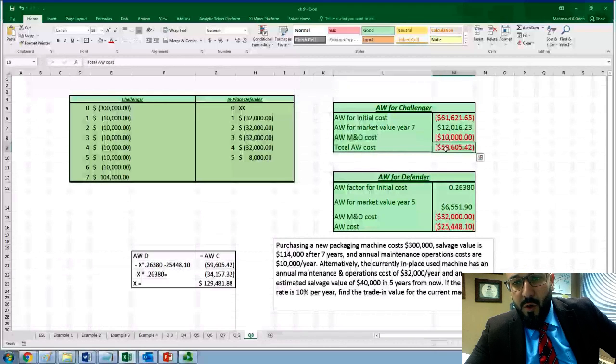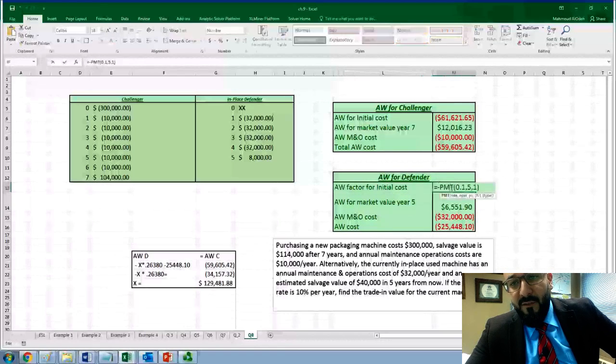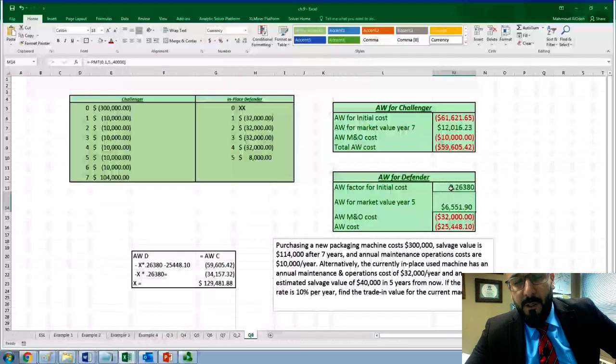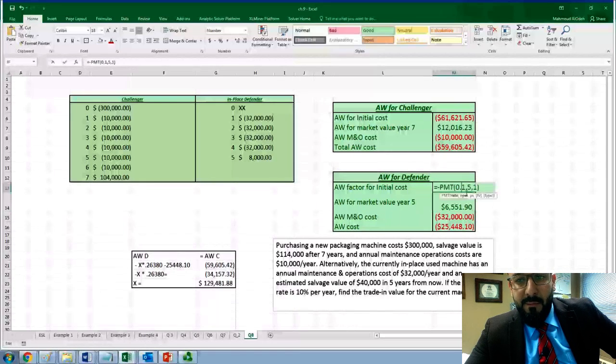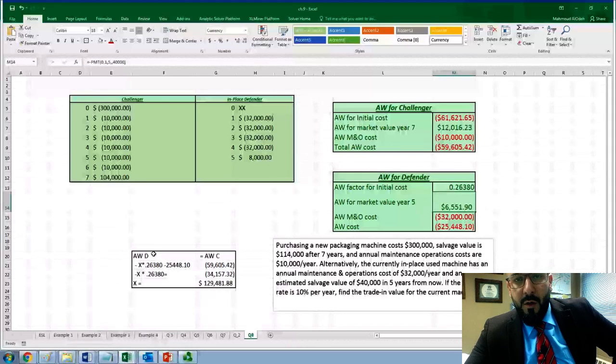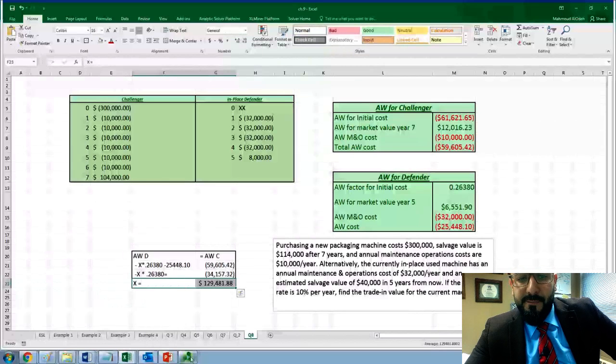to find the total annual worth. And the same thing we do for the defender, except that we don't know the market value, the initial cost on year 0. Therefore, we have to find the parameter that will convert the initial cost to annual worth by putting the PV as $1, and then you make the annual worth for the defender equal the annual worth for the challenger, solve the equation for X, and you will get the value of 129,481, and that would be the answer for this question.